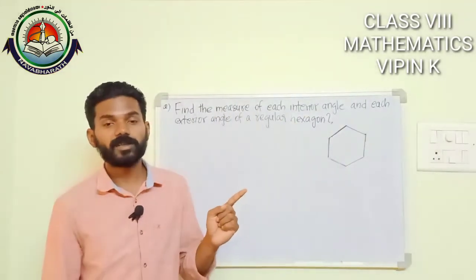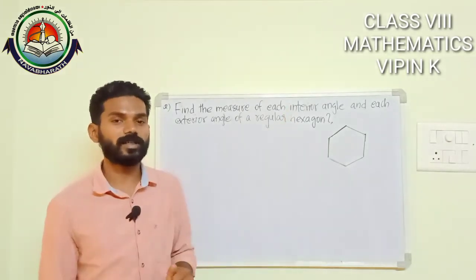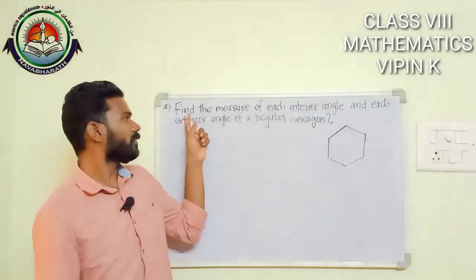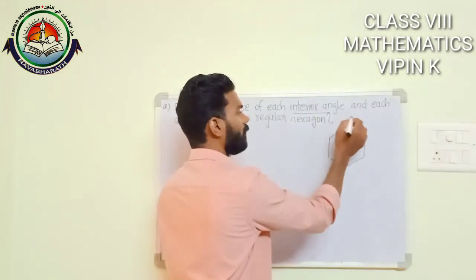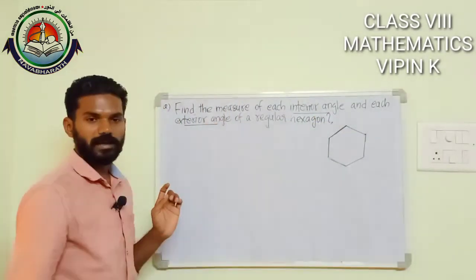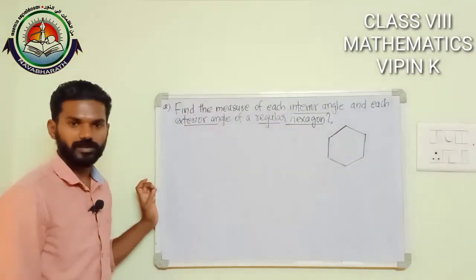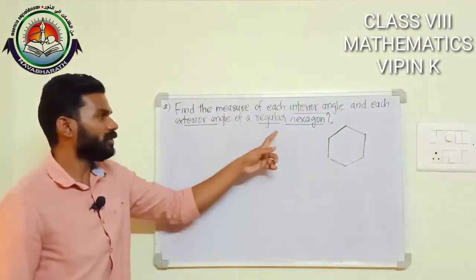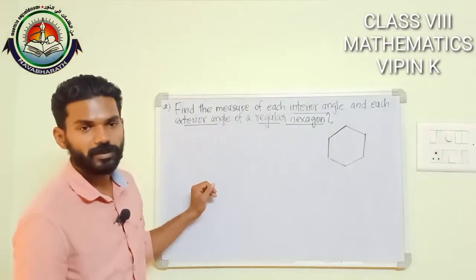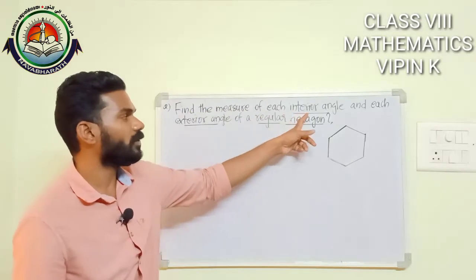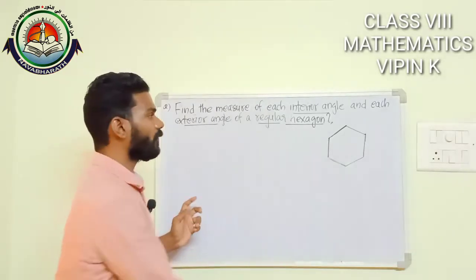Listen here. Here there is another question for you. First of all, read and understand the question. Okay, so what is the question? Find the measure of each interior angle and each exterior angle of a regular hexagon. So these are the points where we have to be careful. These are the key features of this question. You need to find the measures of interior angles and exterior angles. Of what? Of a hexagon.